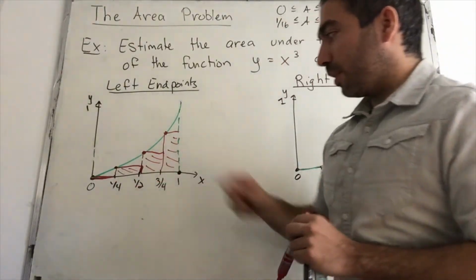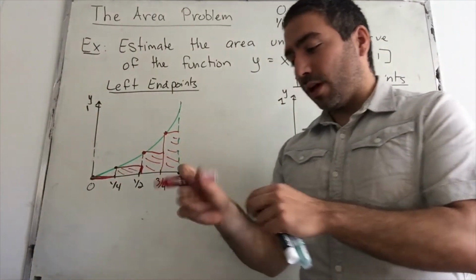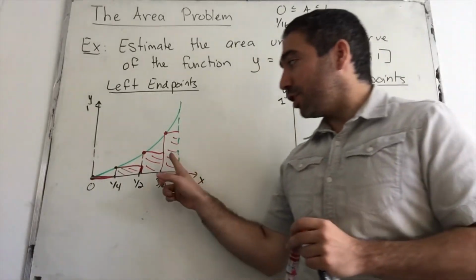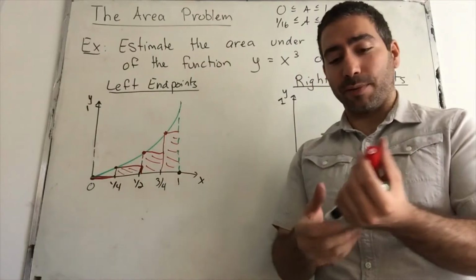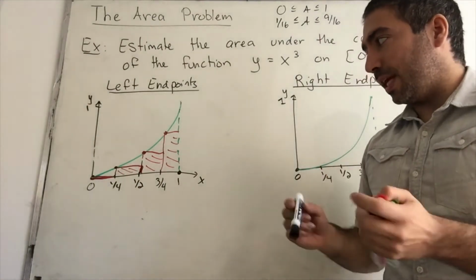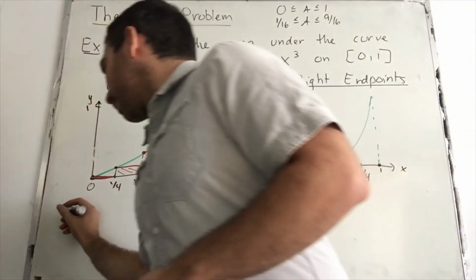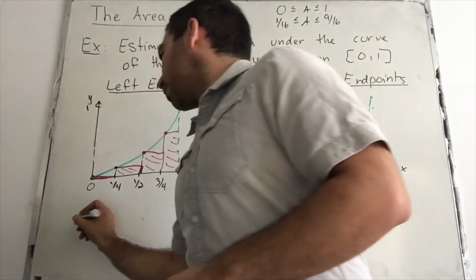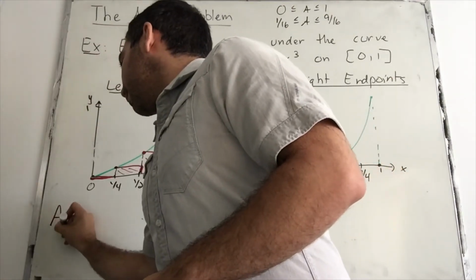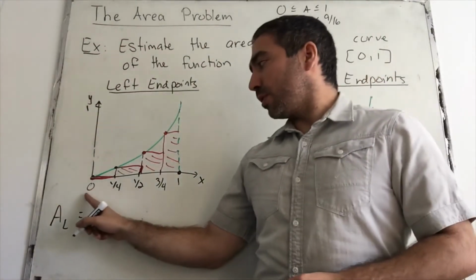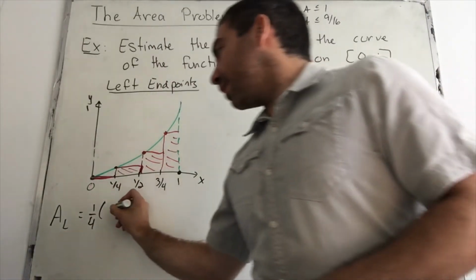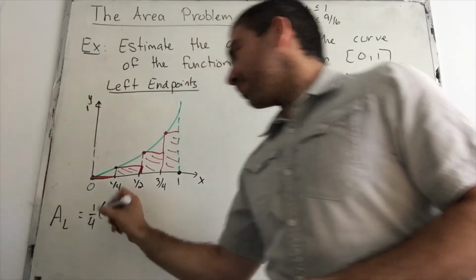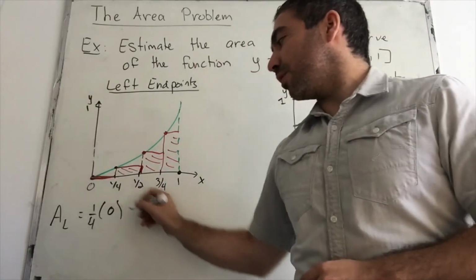So let's go ahead and find the area of this region. How do we do that? Well, we find the area of each rectangle individually and sum them up. This is our game plan. So the area, let's call it A of the left endpoint. The first one is a width of a quarter, and the height is 0. Okay, that's the first rectangle here.